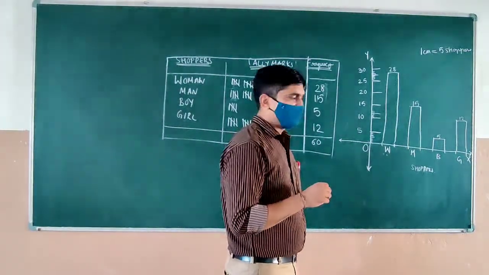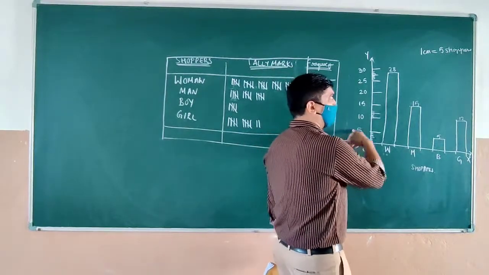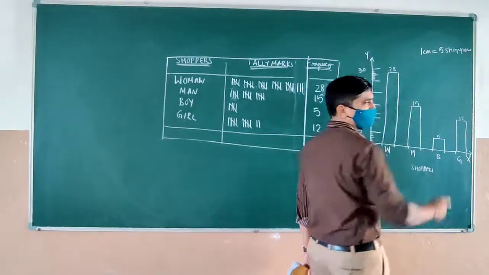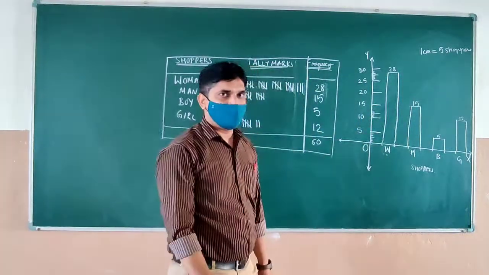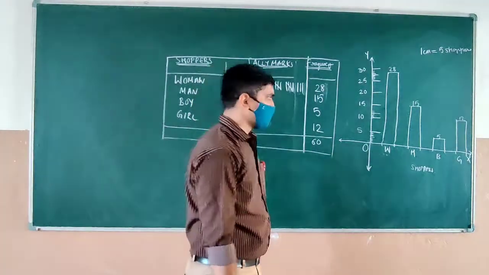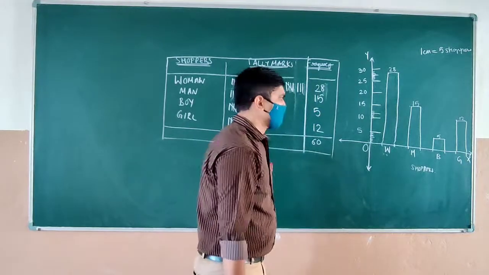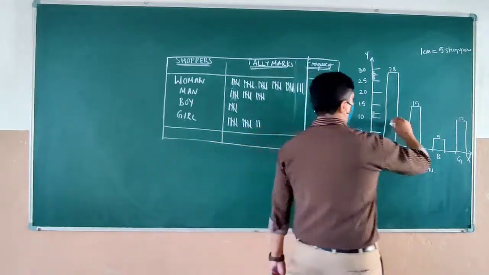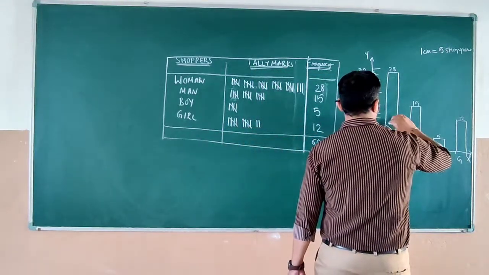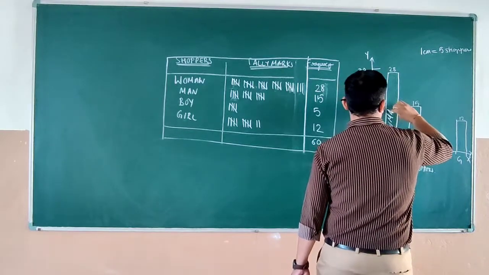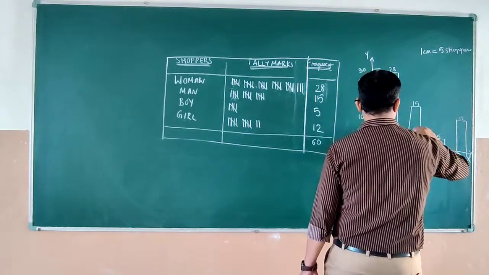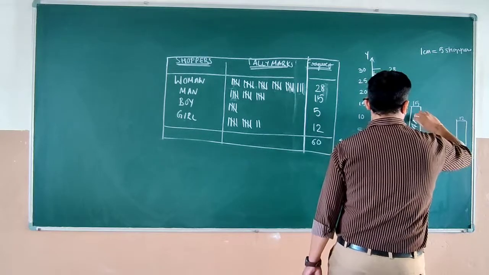You can also take the measurement as 1 centimeter is equal to 10 shoppers as you wish. Okay? It is up to you. You can also take 1 centimeter is equal to 2 shoppers. Okay. Here you can also write like this.